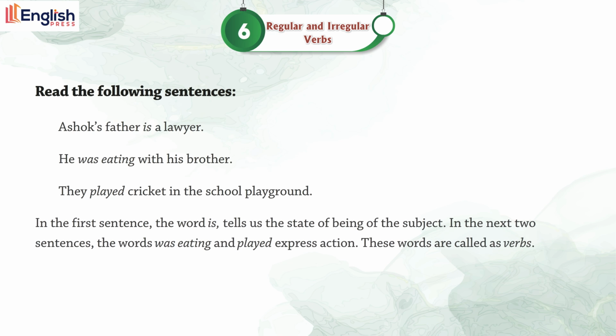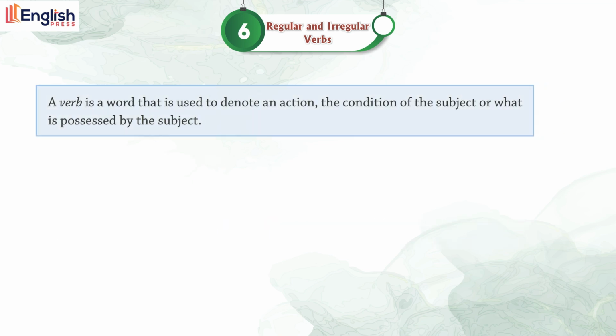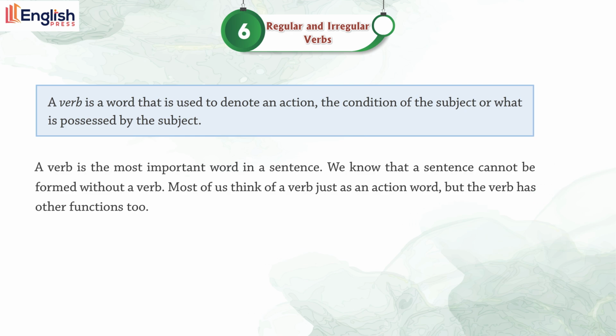In the first sentence, the word "is" tells us the state of being of the subject. In the next two sentences, the words "was", "eating", and "played" express action. These words are called verbs. A verb is a word that is used to denote an action, the condition of the subject, or what is possessed by the subject. A verb is the most important word in a sentence. We know that a sentence cannot be formed without a verb.